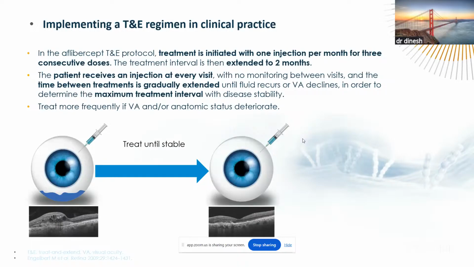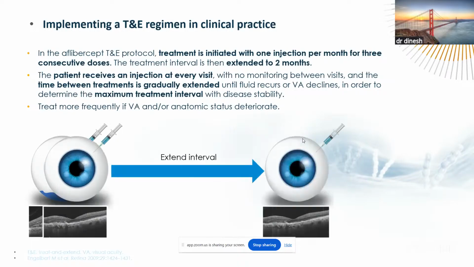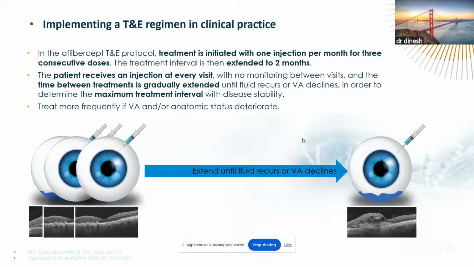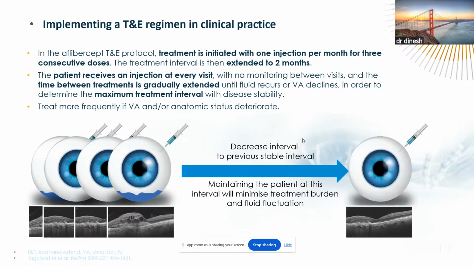So we treat the patient until it is stable, and once it is stable, then we extend the interval to 2 months. Afterwards, we continue to extend until the fluid recurs or the visual acuity declines. And once it has decreased, we go back to the previous stable interval, decreasing the interval by 2 weeks, plus or minus 2. That's the rule of the treat and extend treatment.